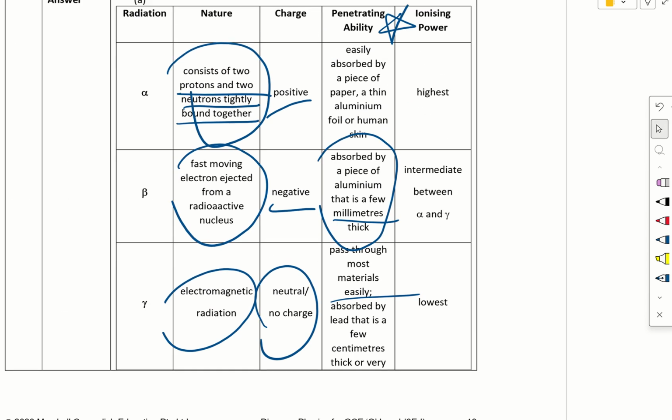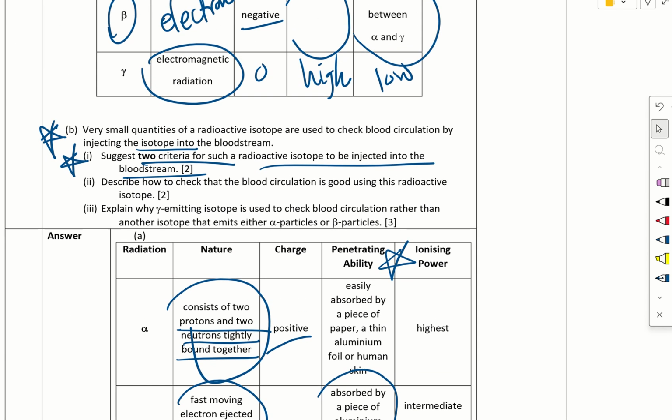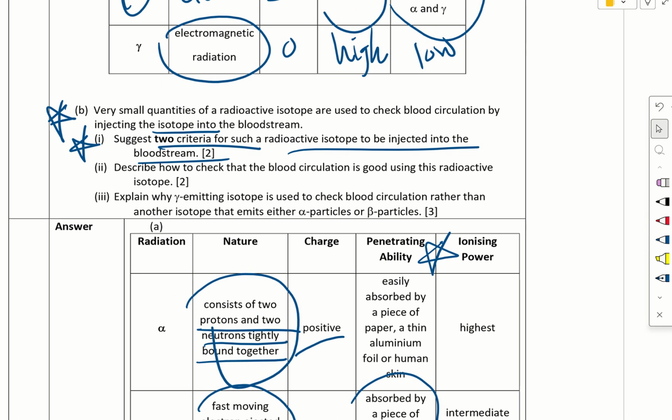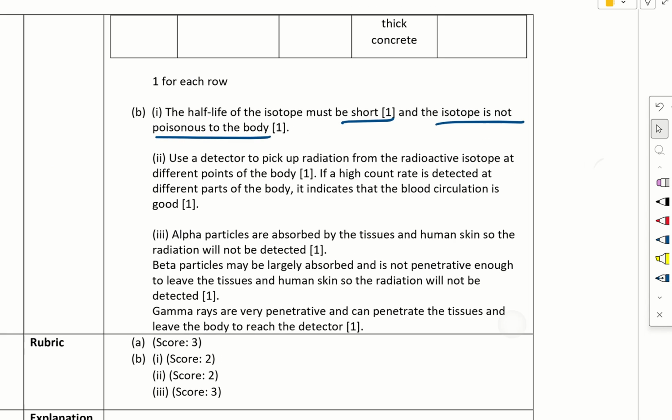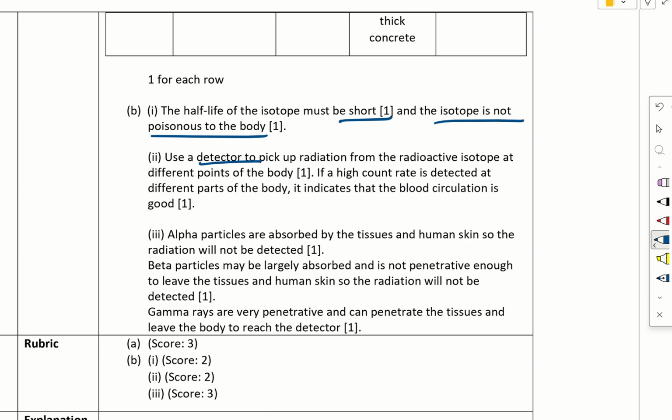Okay, B part 2, what are they asking? They want us to describe how to check that the blood circulation is good using this radioactive isotope. So this is an application question. We use a detector, the GM counter, a Geiger-Müller counter, to pick up radiation from the radioactive isotope at different points of the body.